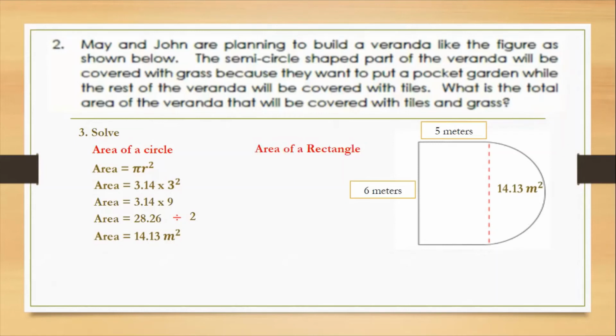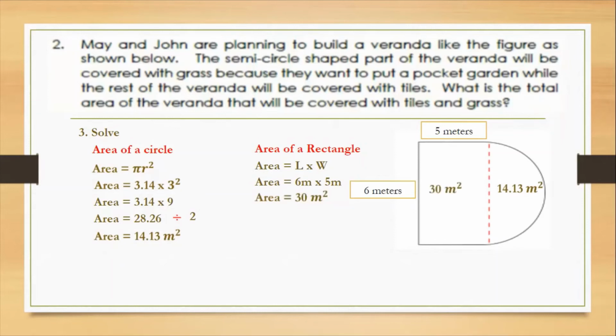Next, we will find out the area of our rectangle. The formula in finding the area of our rectangle is area equals length times width, where our length is 6 meters and our width is 5 meters. So 6 times 5, that is 30 meters squared.